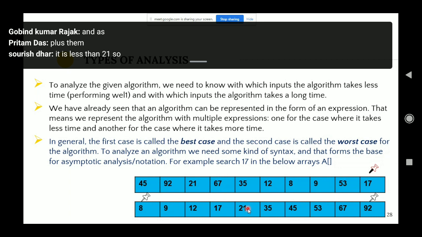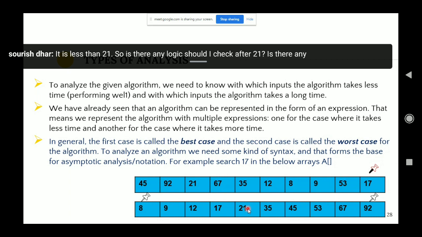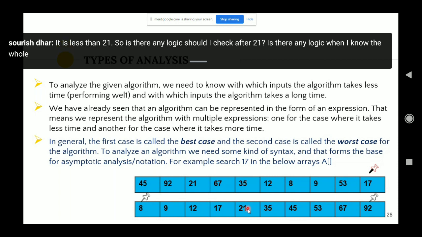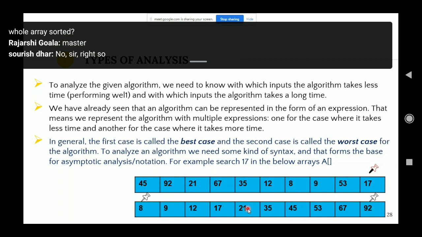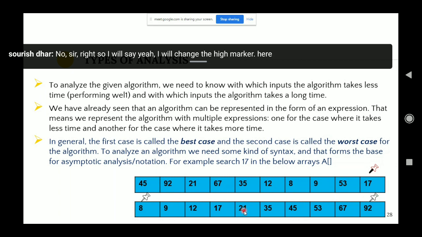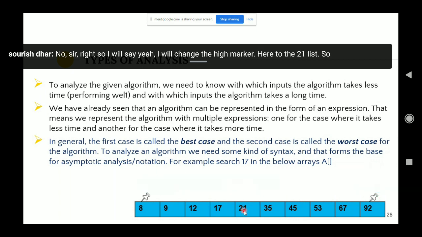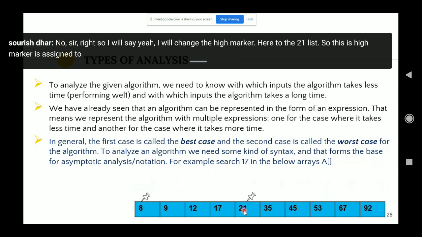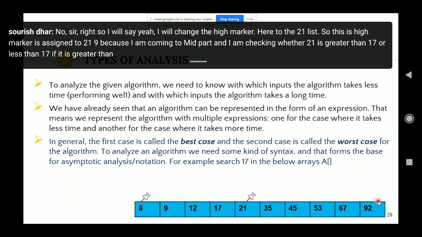So is there any logic? Should I check after 21? Is there any logic when I know the whole array is sorted? No, sir, right? So I will change the high marker to 21. The high marker is assigned to 21 because I am coming to the mid part and checking whether 21 is greater than 17 or less than 17. If it is greater than 17, then the high marker will be assigned here and the low marker will stay as is.